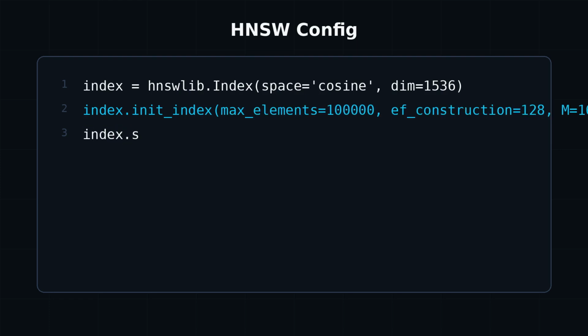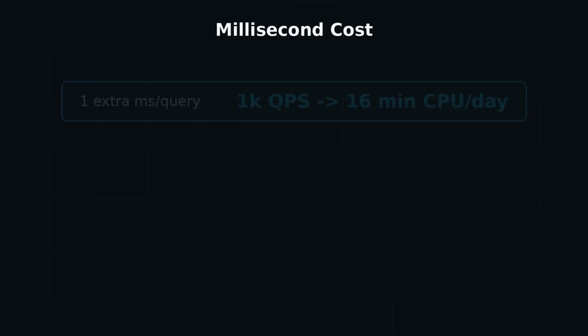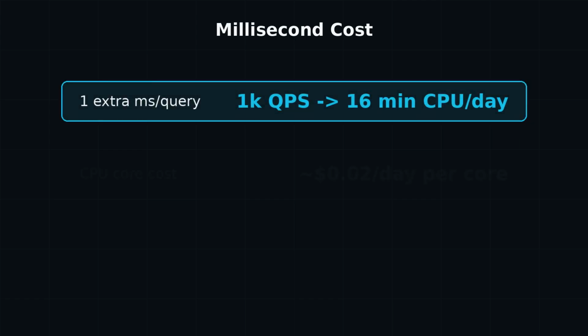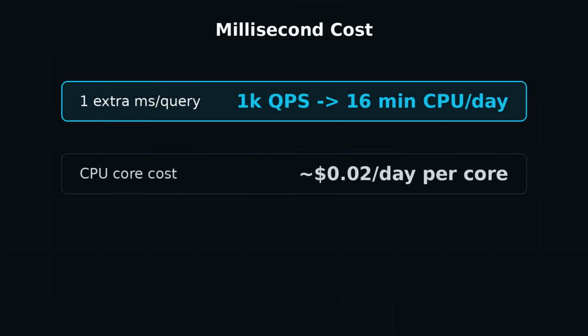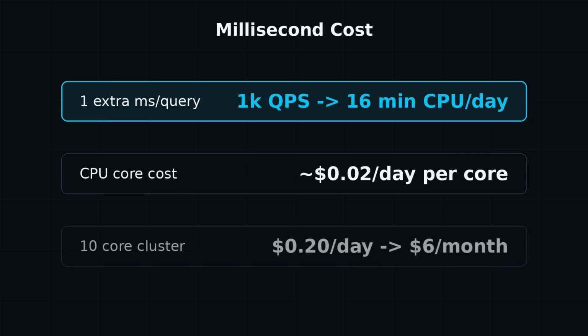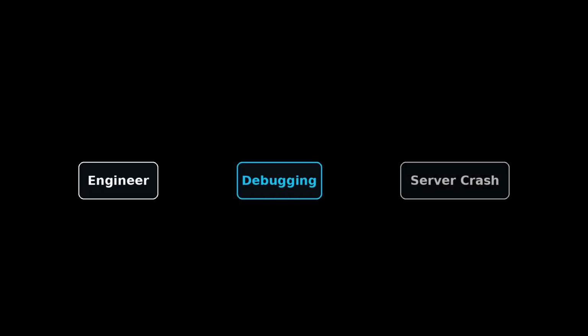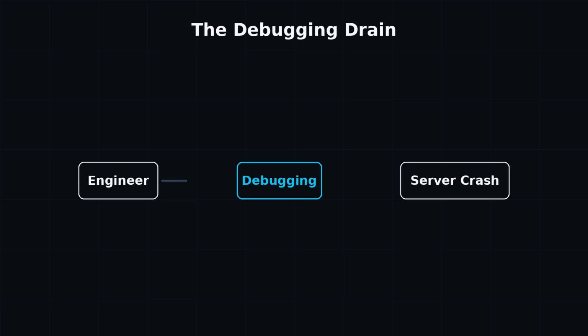Then at query time, you face EF search. Higher values scan a wider region, improving accuracy but adding milliseconds per query. Those milliseconds might seem trivial, but at 1,000 queries per second, each extra millisecond costs 16 minutes of CPU time per day on a single core. Multiply by your cluster size, and the cloud meter ticks fast. Many teams never tune these parameters, they accept defaults, then wonder why recall is poor or why the server crashes under load.